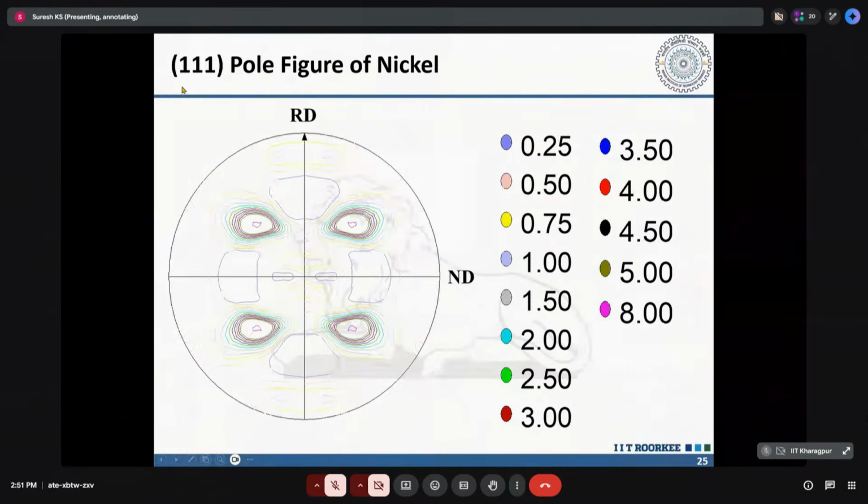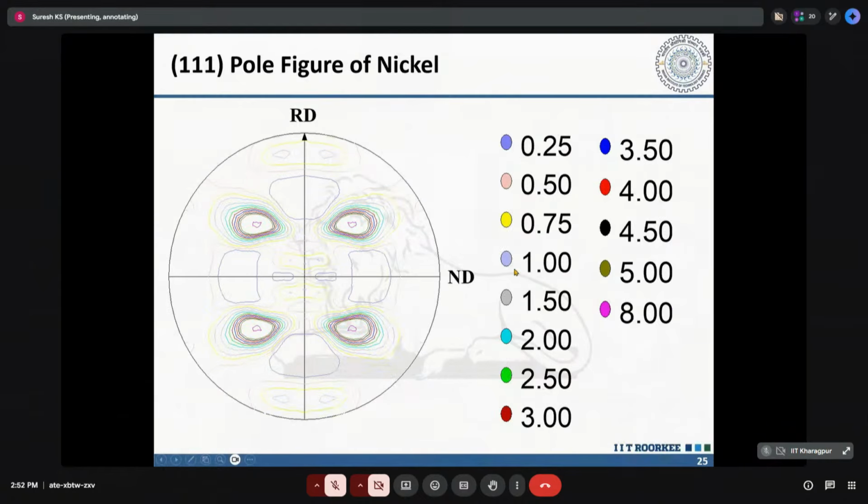So now this is a 111 pole figure for a well annealed nickel sample. You can see that the RD and, sorry, it should have been TD. So the RD and TD directions have been marked for the 111 pole figure. What this 111 pole figure represents is how the 111 planes are aligned with respect to the RD and TD directions. And you can see there are iso intensity contour lines given by different colors.